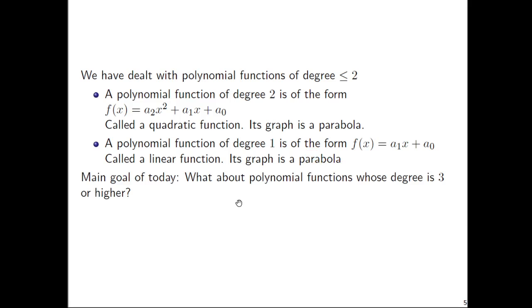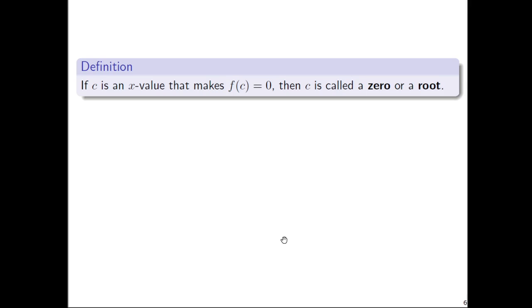The main goal of today is, what about polynomial functions whose degree is 3 or higher? So we've dealt with degree 2, but what about degree 3? What about degree 4? How do we graph these? So this key piece of terminology will be useful. You may have seen this before, but let's just make sure we're on the same page.